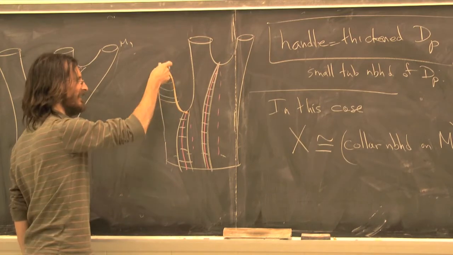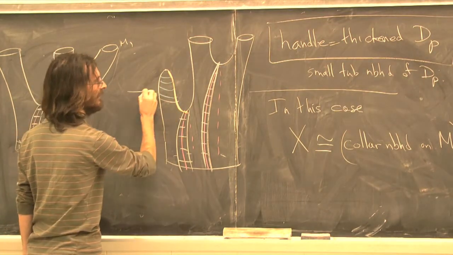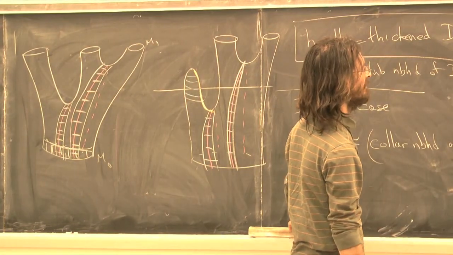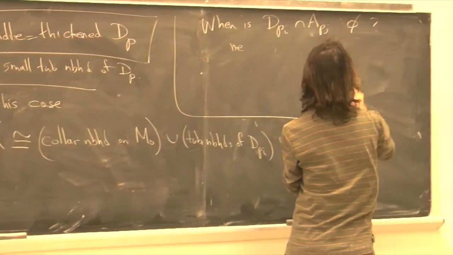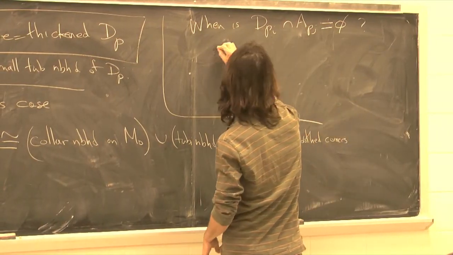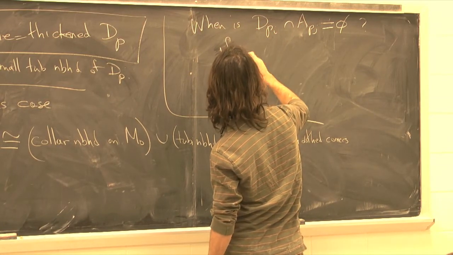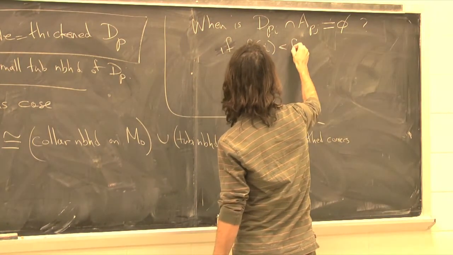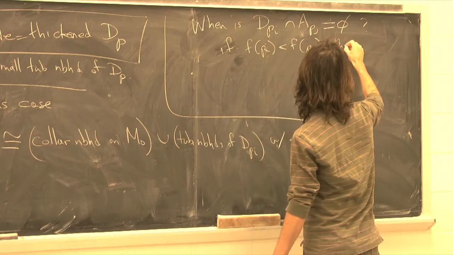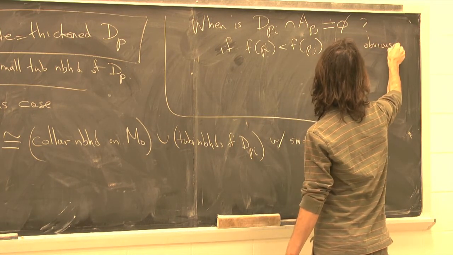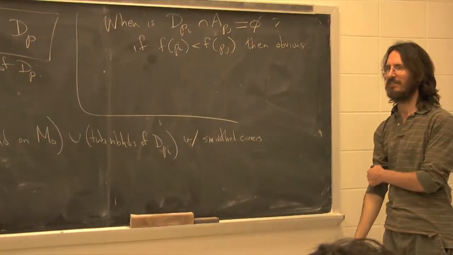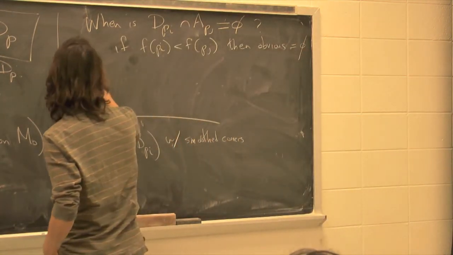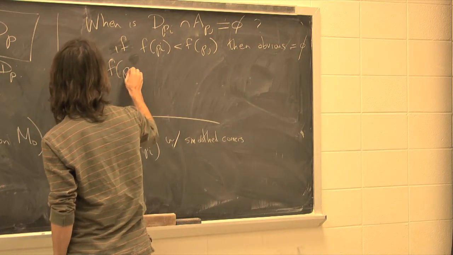But rather than think about this intersection of the arc, we're going to think about the intersection of level sets. When is it equal to the empty set? Remember, the descending manifold is always below the critical point. So if f of pi is less than f of pj, then it's obvious, because there's no way you can do it; it's obviously equal to the empty set. Now let's consider the case where f of pi is bigger than f of pj.